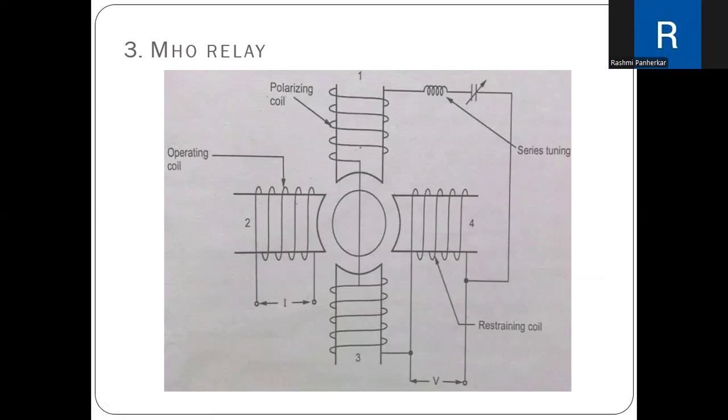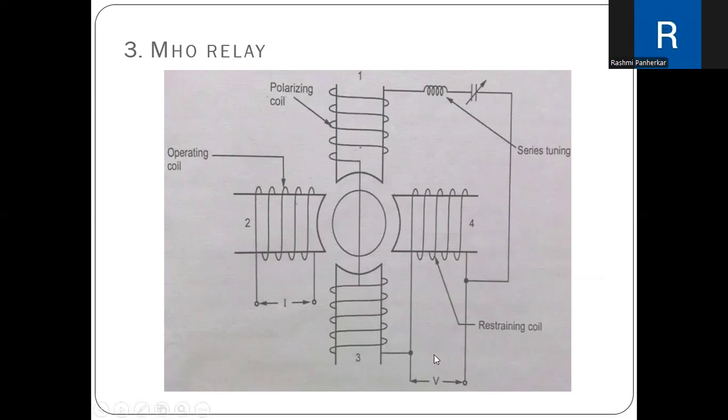यहाँ पे जो तीन टॉर्क प्रोड्यूस हो रहे, which are they? First is the spring torque, second is the operating torque and third is the restraining torque. Operating torque, restraining torque and the spring torque. So this spring torque we have to neglect. Okay, we have to neglect it. So restraining torque is proportional to the V square.